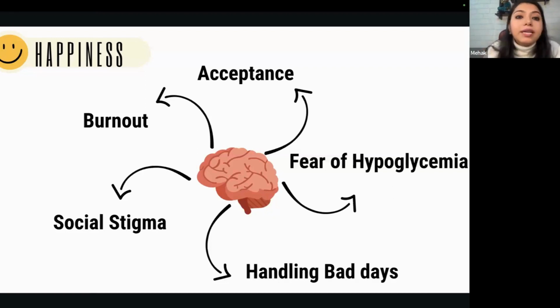A diabetic should not eat every 2 hours. We need to understand what our body is saying. If you're a type 1, your body is not producing insulin.